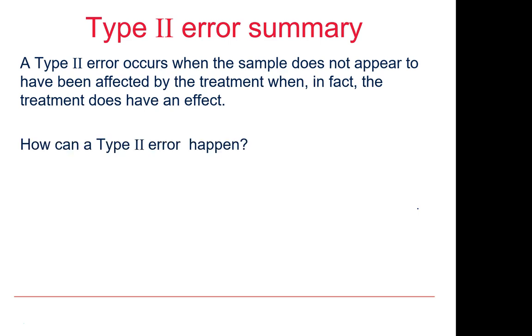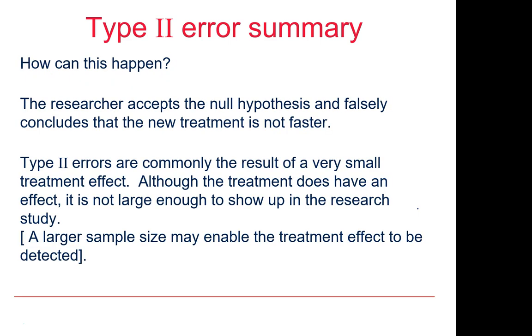So how could that happen? Well, often type 2 errors are the result of what's called a small treatment effect. So possibly in our scenario here, our new treatment did make the skin disease be cured faster, but it wasn't much faster, so there wasn't a huge difference to pick up on. So it might have an effect, but it wasn't large enough to show up.